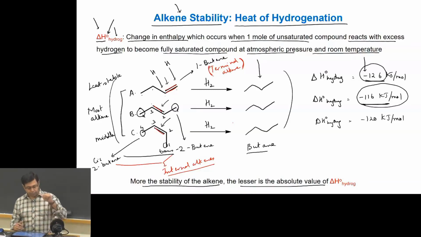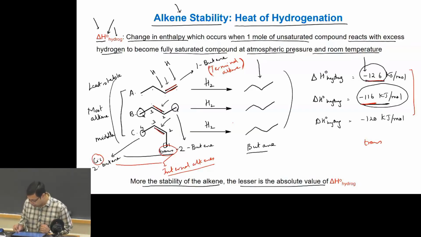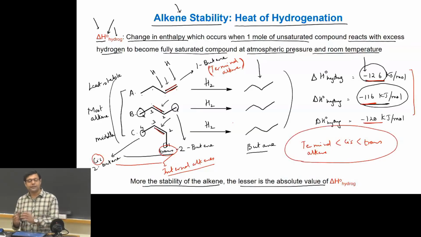Among B and C, B is a trans, C is a cis. Now, looking at these values, if you write the stability order, the most stable has the least value. So trans is the most stable. The least stable has the highest absolute value, so the terminal alkene is the least stable. And cis is in between. So that is the stability order for compounds A, B, and C, and you have come to that order looking at these values.